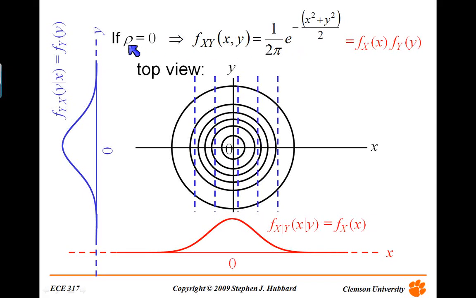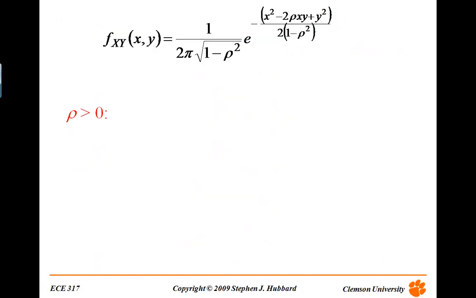All of that pertains to the special case in which rho is equal to 0, in which we say that the random variables x and y are uncorrelated, and therefore they have to be statistically independent. Now, let's consider a different scenario. If rho were positive, not 0, but a positive number. Remember, rho can vary anywhere between -1 and +1.